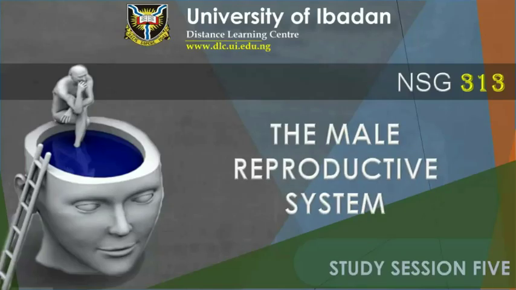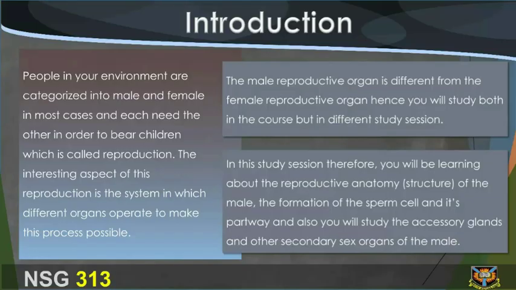Study section 5, the male reproductive system. Introduction. People in your environment are categorized into male and female in most cases, and each needs the other in order to bear children, which is called reproduction. The interesting aspect of this reproduction is the system in which different organs operate to make this process possible. The male reproductive organ is different from the female reproductive organ. Hence, you will study both in the course, but in different study sections.